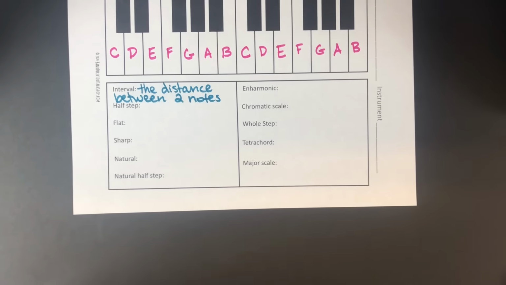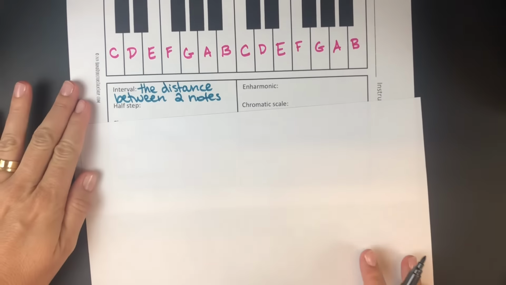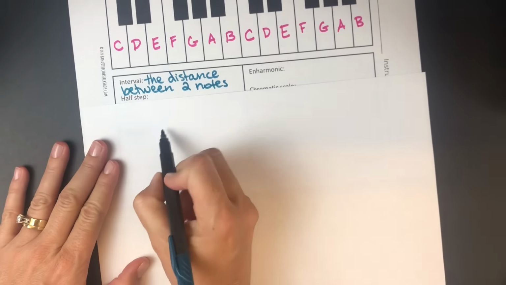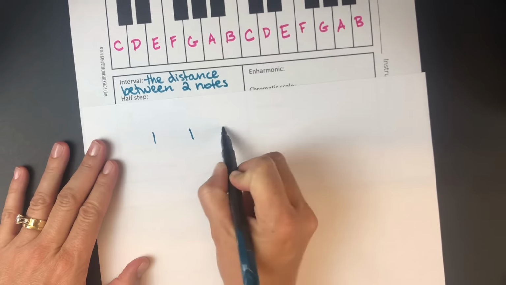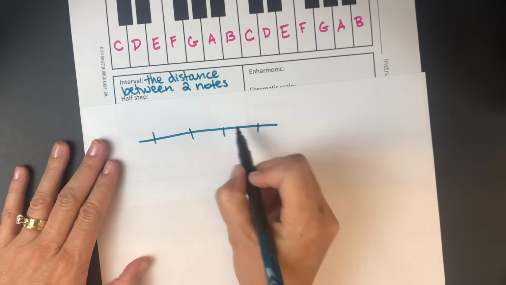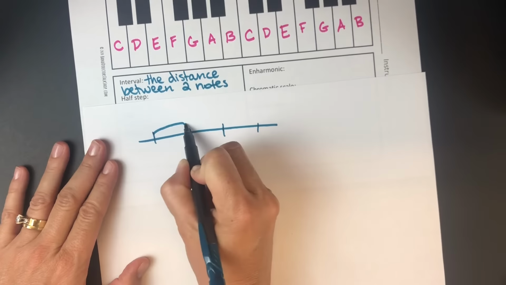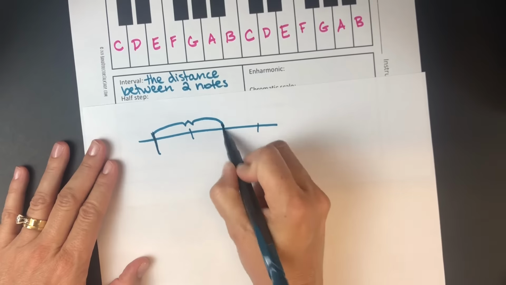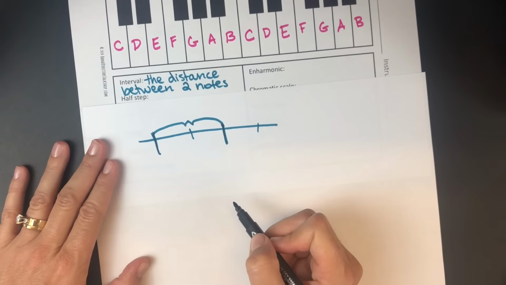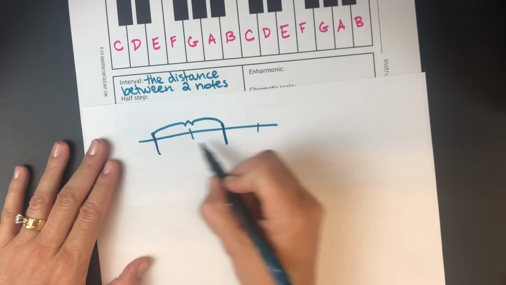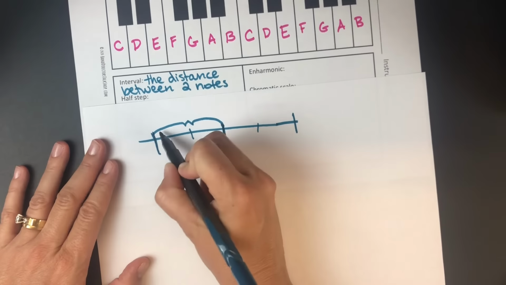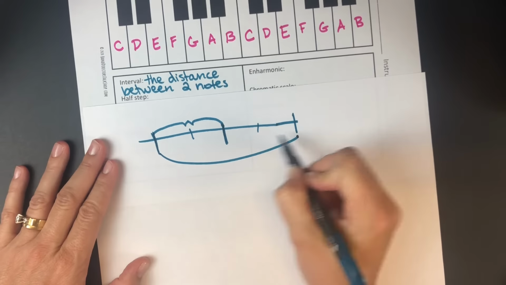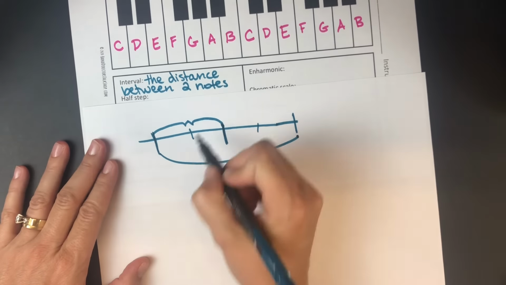So interval is not a word that's only used in music. We use interval when we're talking about other things. So for example, if you were doing a math problem and you were measuring things out, you might talk about how big is the interval between these 2 marks, the 2 big marks. What's that interval? Maybe it's 2 inches, okay? This then would be a bigger interval. That would be 4 inches compared to 2 inches.